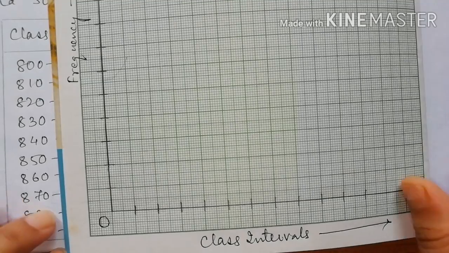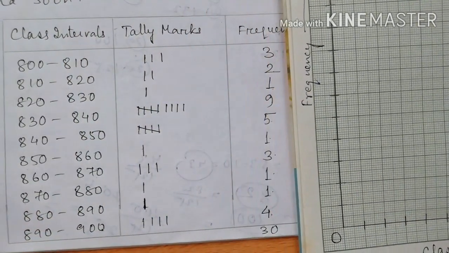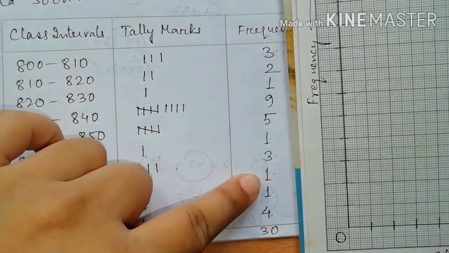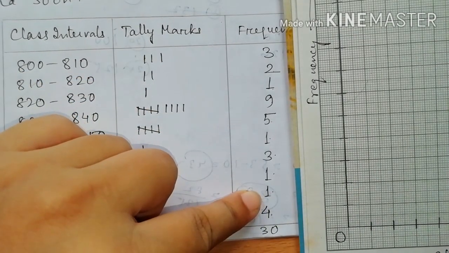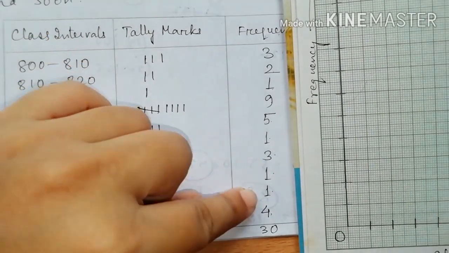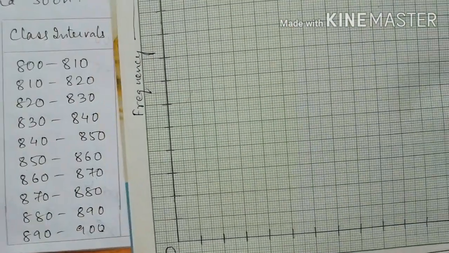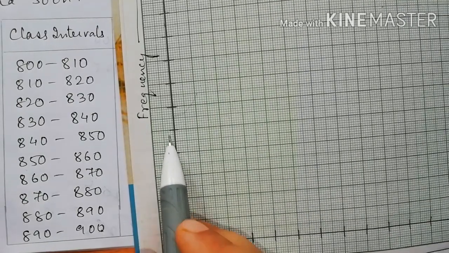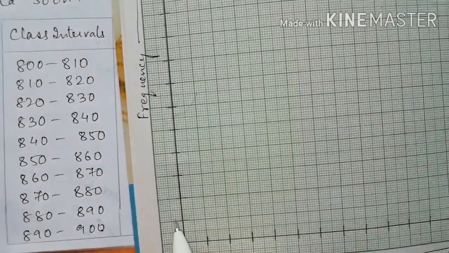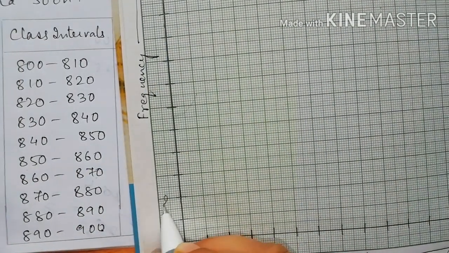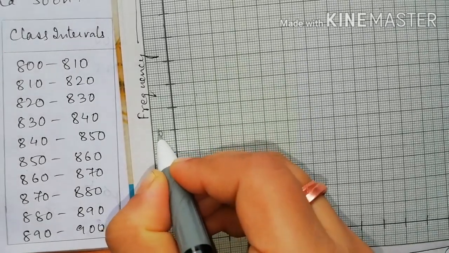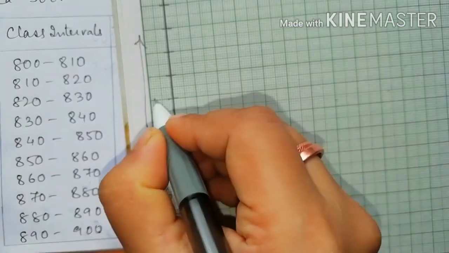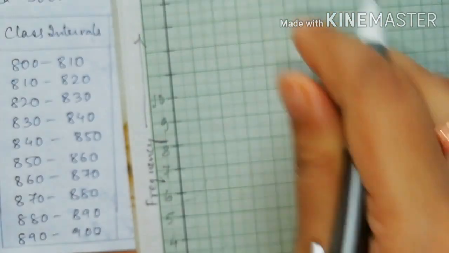So according to the table, the frequencies are 3, 2, 1, 9, 5, 1, 3, 1, 1, 4. In this case the highest frequency is 9 and the lowest frequency is 1. So we can take equal intervals as 1, 2, 3, 4, 5, 6, 7, 8, 9, 10. So this is our y-axis.